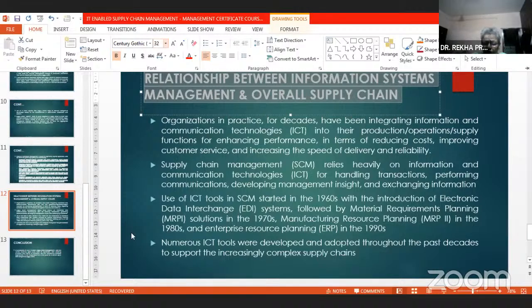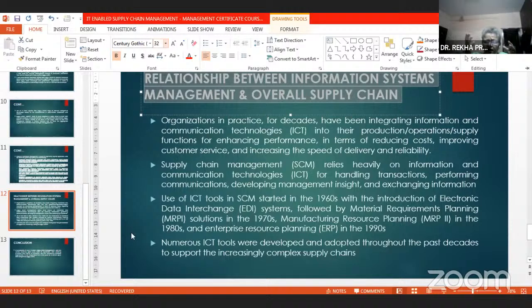So that was automated. From there we moved to manufacturing resource planning, where the marketing, the logistics, these things were added to it. Then we moved to enterprise resource planning, which is the integration of all the functional areas, because to achieve something you need integration of all the units: finance, marketing, HR, operations. These are the four functional areas. We have to integrate them, then only we can achieve this.